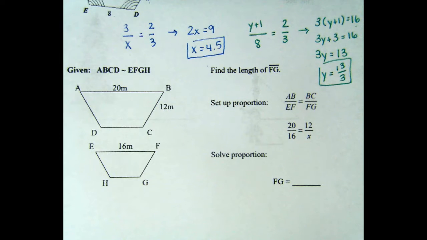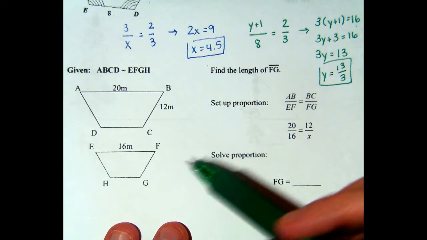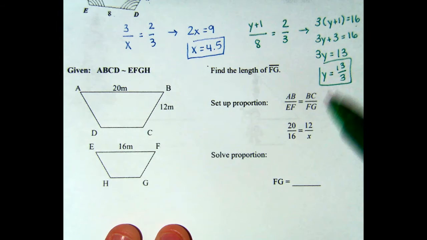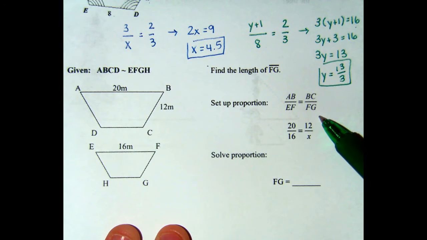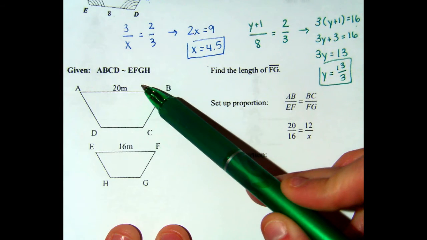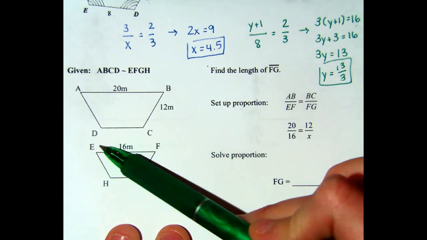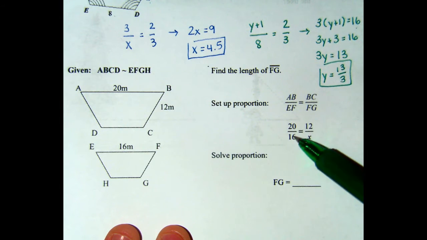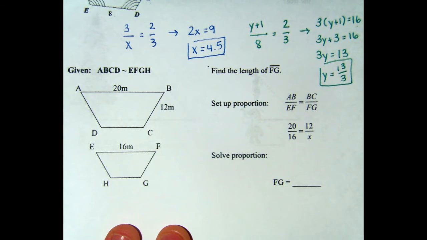Alright, in this example, we're supposed to find FG. FG is corresponding to BC. So they have BC over FG. Then you have to look at what you already know. You know the length of AB, you know the length of EF, so you put this in a proportion. They then plugged in. Now we're going to cross multiply.